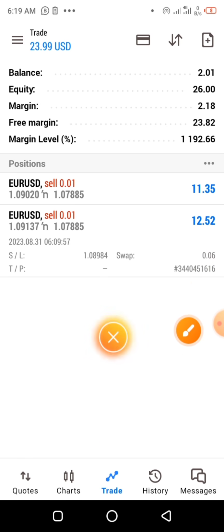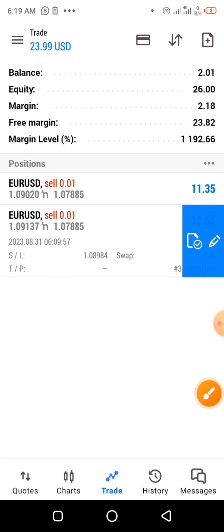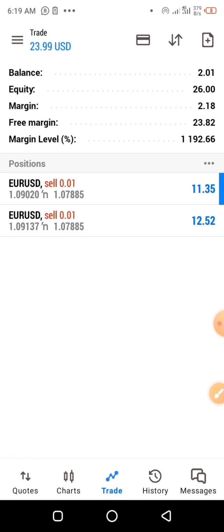So I placed the first trade, it was in profit, and as I saw $1 profit, as I saw that it had moved 10 pips in my direction, I added this second position right here. As you can see, we are currently in $26 profit in a $2 account.